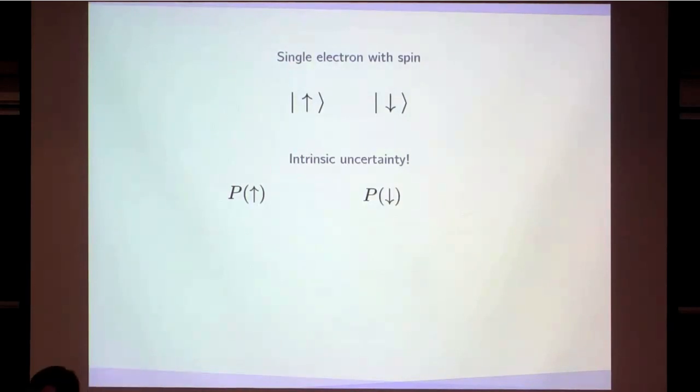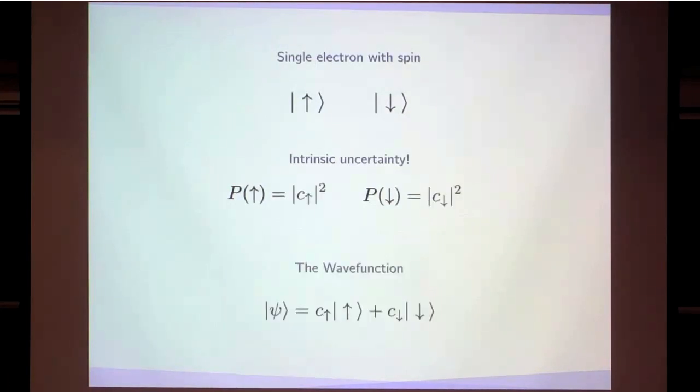If we take this electron and measure its spin, we're going to find that the spin is pointing up with some probability and pointing down with some other probability. And this is exactly an intrinsic uncertainty. It's not about ignorance, and I'll come back to that. The most general way to write down the state of an electron in this case is called a wave function, and it tells you essentially everything that you need to know about this type of measurement.